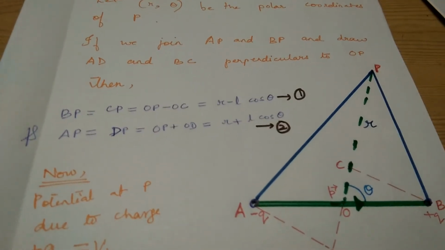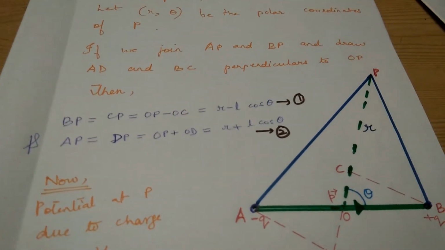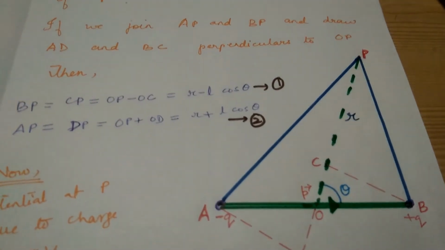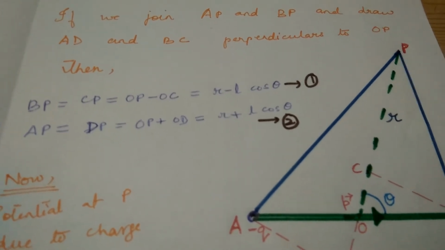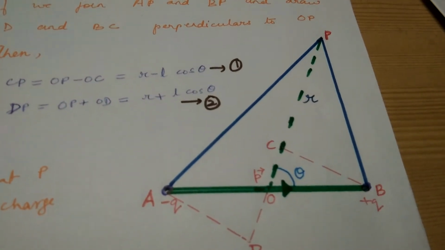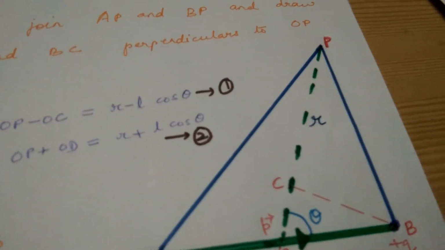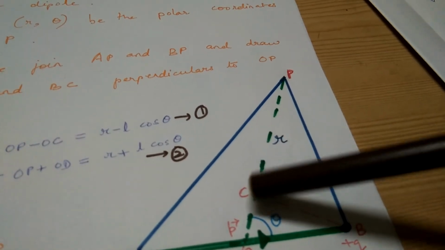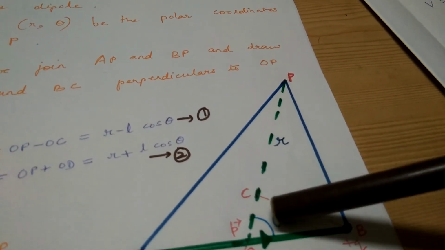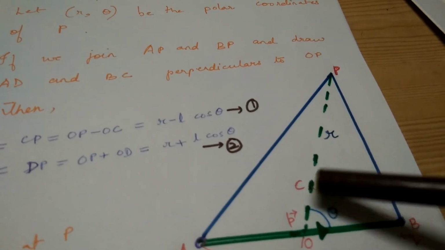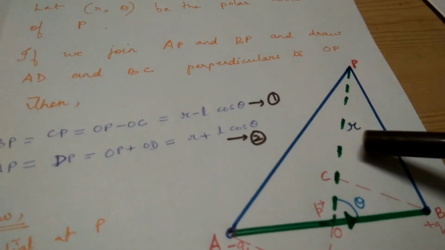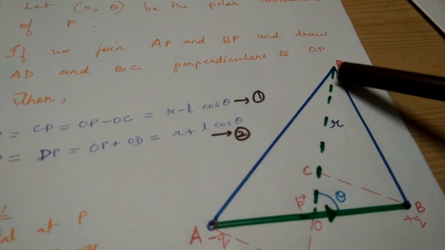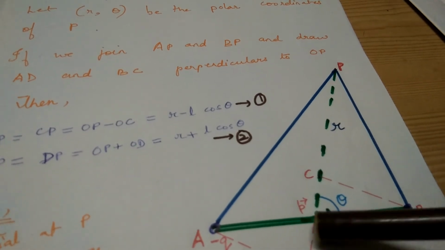Now if we look at the figure closely, BP, that is the distance between the charge plus q and the point P, can be expressed as BP is now equal to CP, and this CP is nothing but OP minus this distance OC.